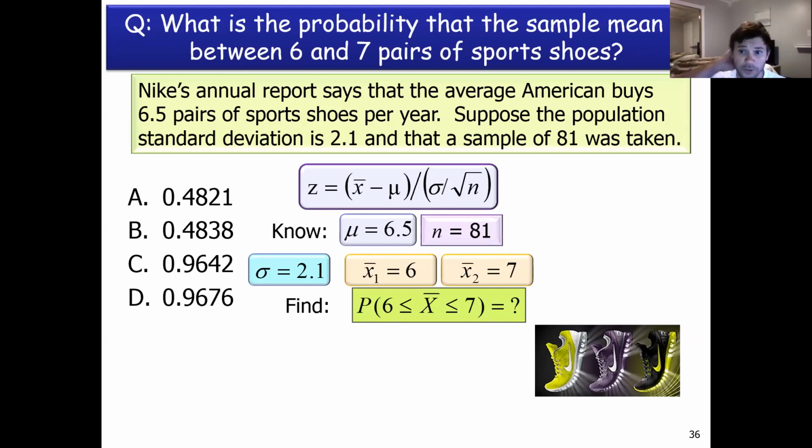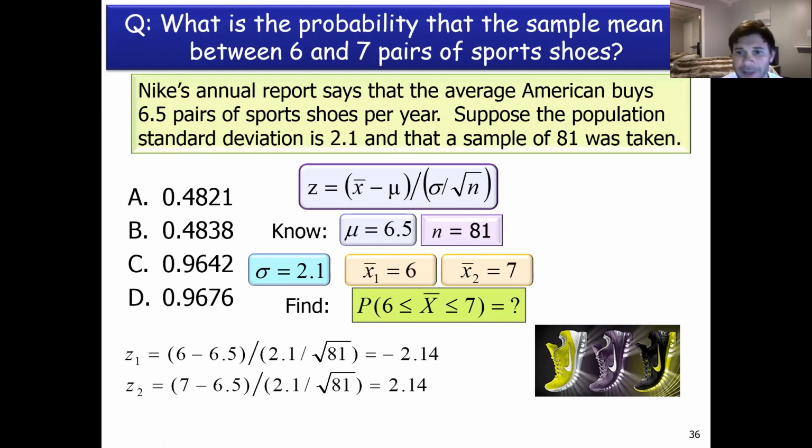So we're going to do the same thing. We're going to convert those thresholds, 6 and 7, to Z values. Hopefully you'll note that 6 and 7 are on equal sides of that mean of 6.5. So when we do this, Z1 and Z2, the lower and upper bounds, actually have the same magnitude of 2.14.